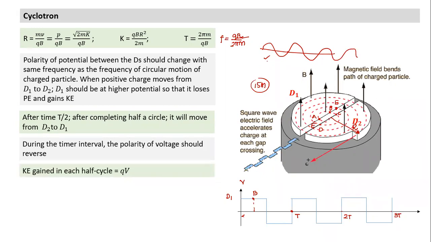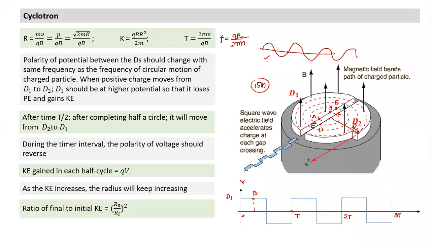The kinetic energy gain in each half cycle is 2V. As K increases, the radius keeps increasing. What is the ratio of final energy to initial kinetic energy? Since energy is proportional to R square, the ratio of initial energy and final energy will also be the square of the ratio of the radii.